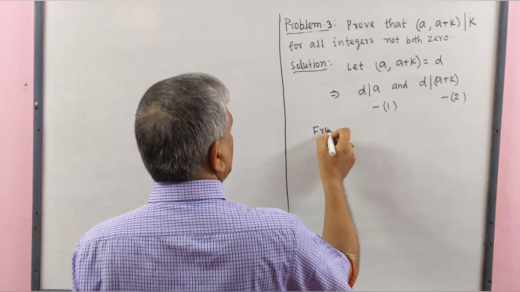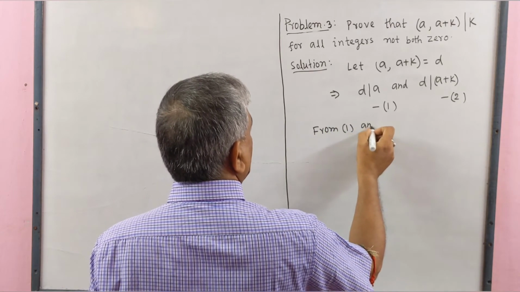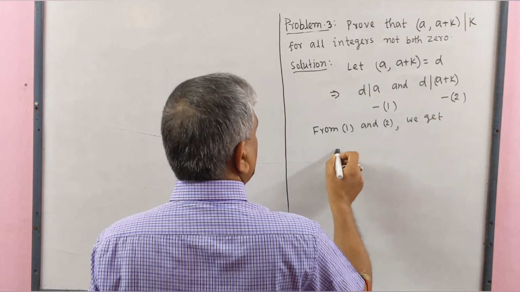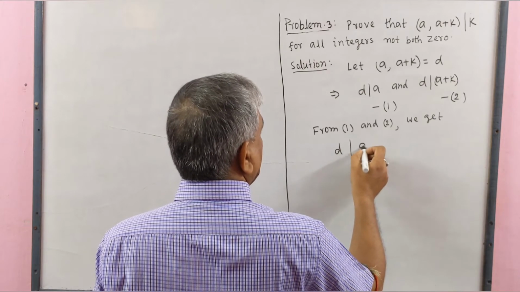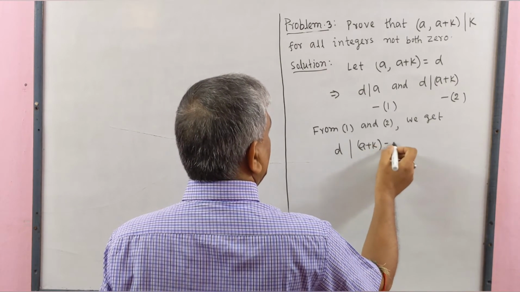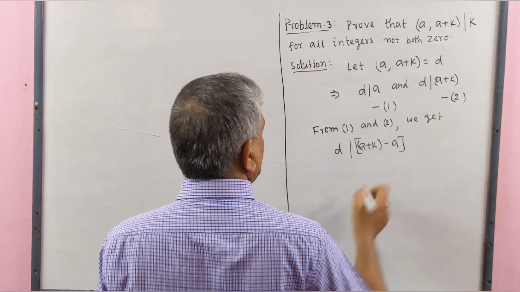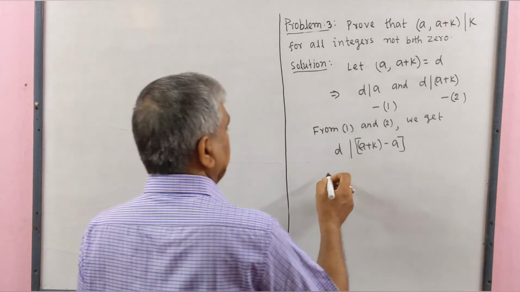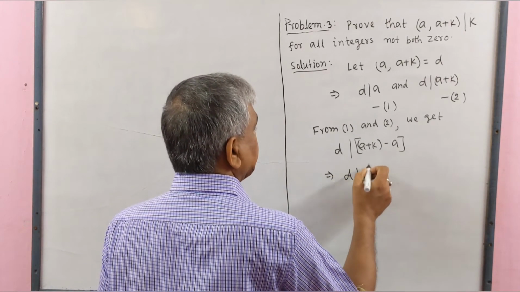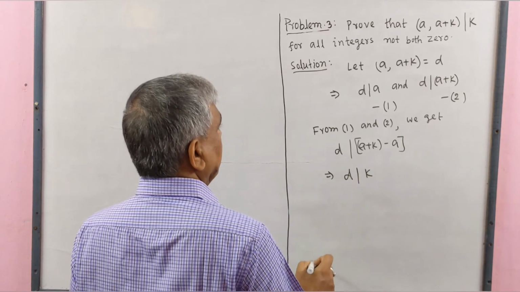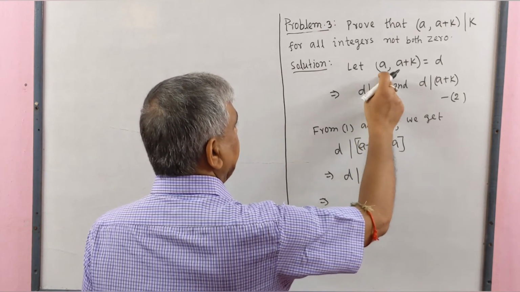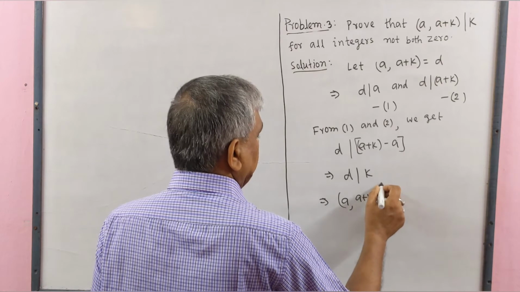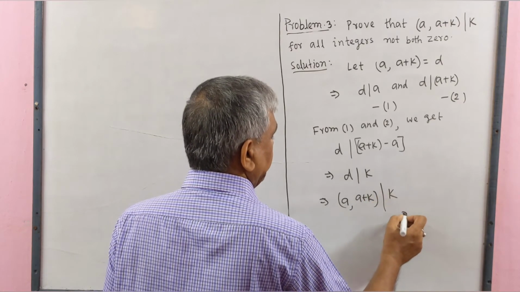From 1 and 2 we get D divides A plus K minus A, from the concept of divisibility. Implies that D divides K, and D is the GCD of A and A plus K, divides K. Proved.